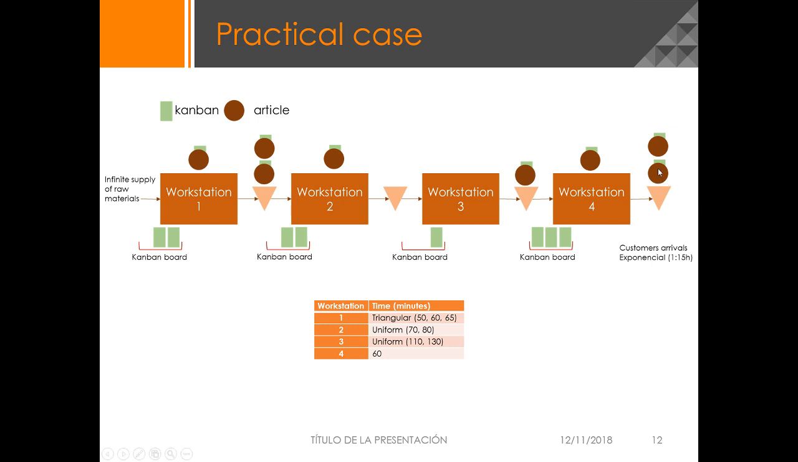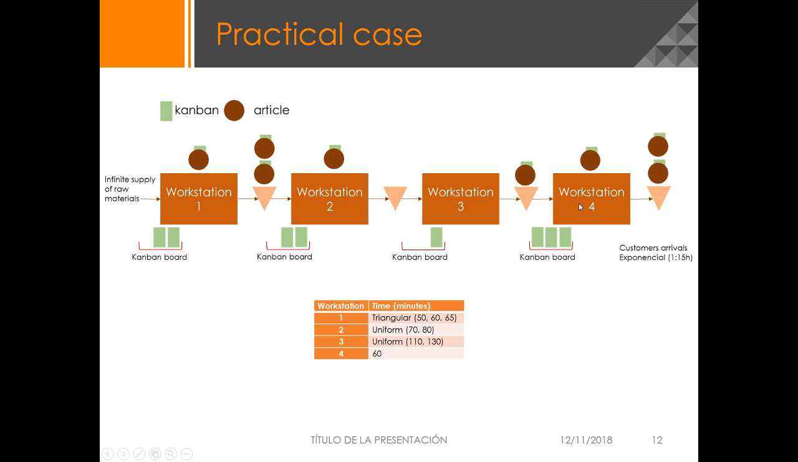So if the customer, as we said, removes one article, the Kanban will go back to the Kanban board. And this means that we have to produce a unit of final product to be sent to the final warehouse for other customers when they arrive.